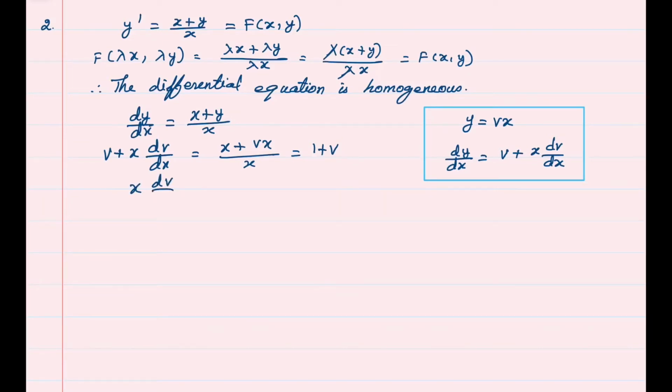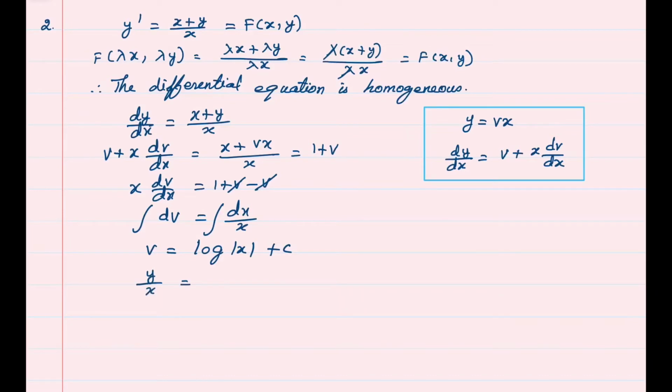x dv by dx is 1 plus v and minus v, taking the left hand side v to the other side. After this substitution, it becomes a variable separable equation. dv is dx over x. Integrating both sides, we get v equal to log of absolute value of x plus c. We will substitute for v. y divided by x is log of absolute value of x plus c. Therefore, y is x log of absolute value of x plus xc.